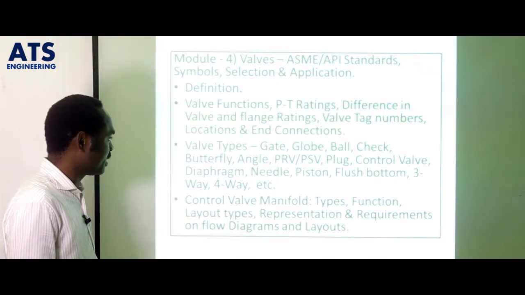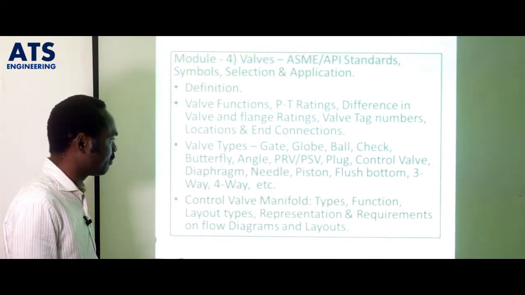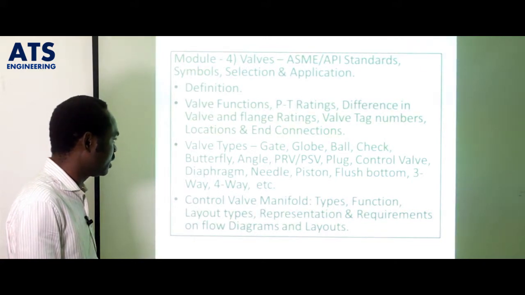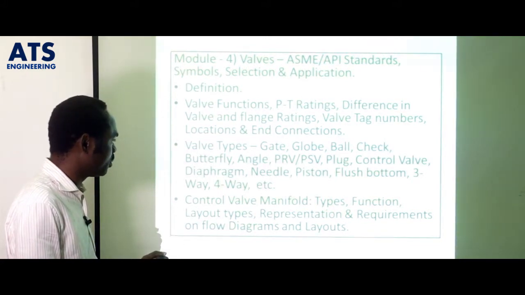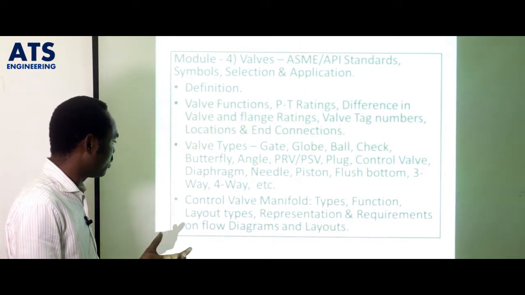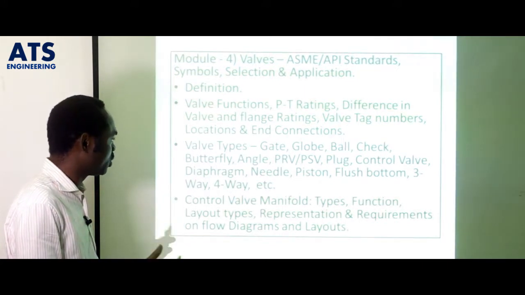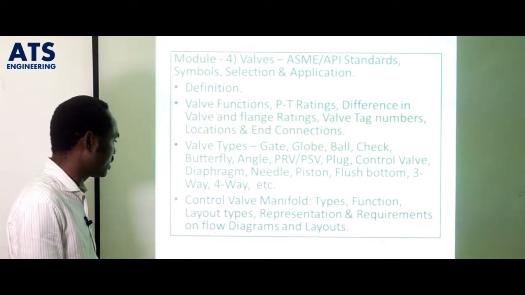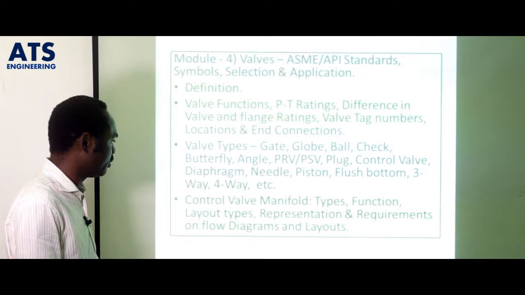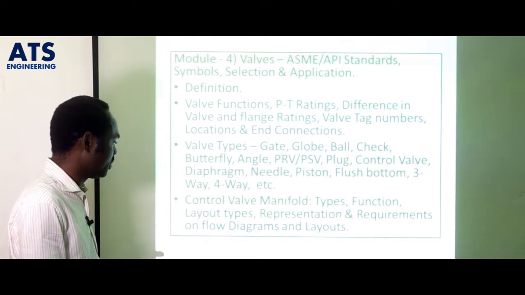We also consider the different types of valves like gate valve, globe, ball valves, check valve, butterfly, angle valves, control valves, diaphragm, needle, piston, and other types of valves. We'll see their application in the piping system, the advantages and disadvantages, and where they are needed in the piping system. We also look at control valve manifold, the types of control valve manifolds, their function, their layout requirement, how they are represented in a drawing.